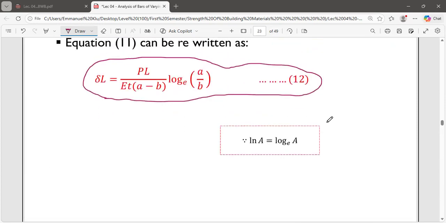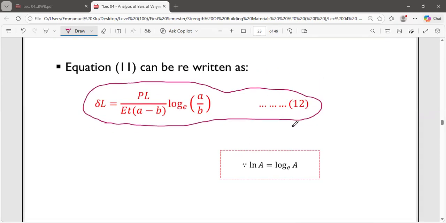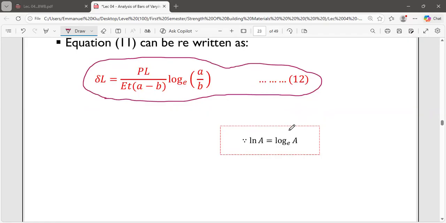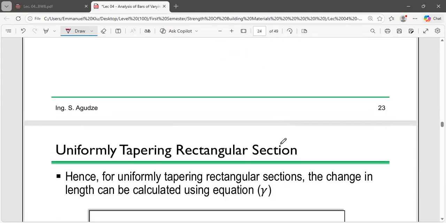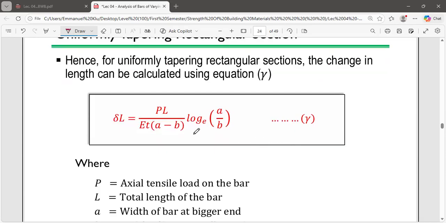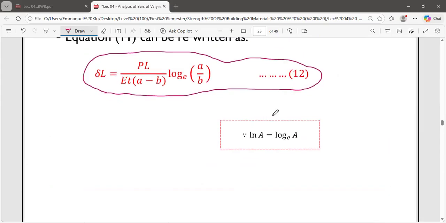Take equation 12 very, very seriously. You can quickly jot that somewhere. Very, very good. So, as I was saying, this is equation 12, as we are all still seeing here. This is the equation I'm still talking about, equation 12.